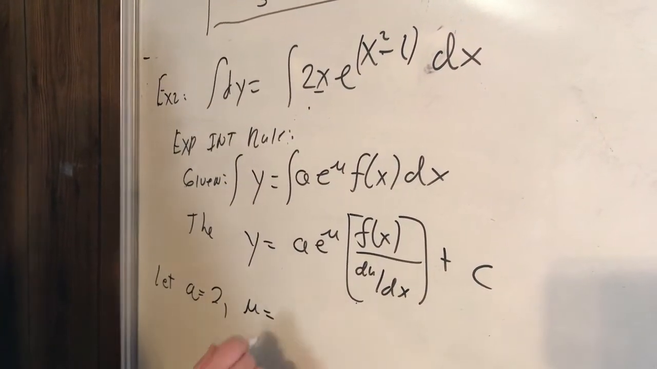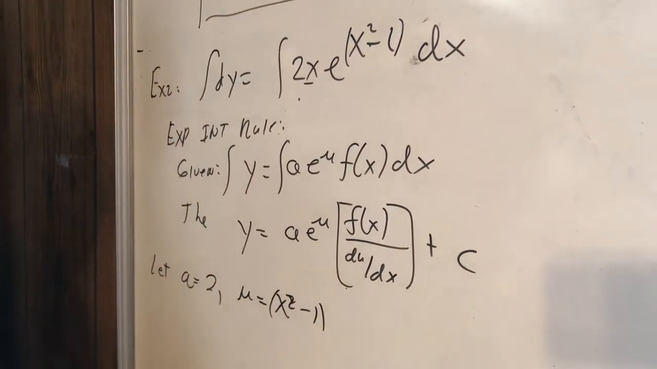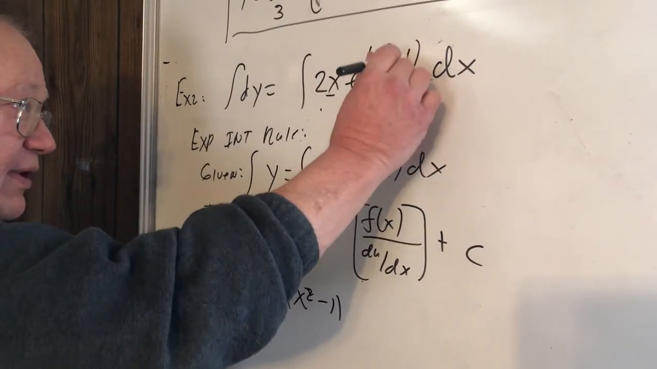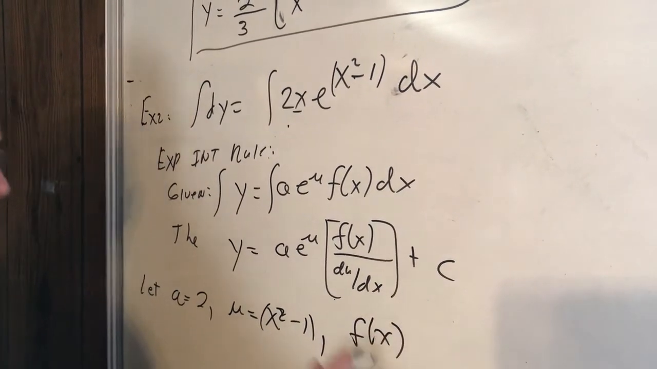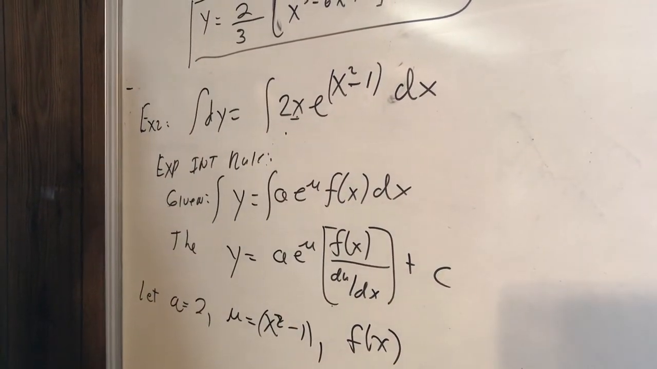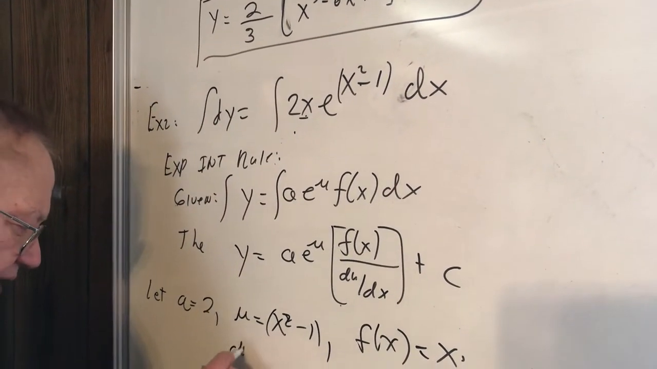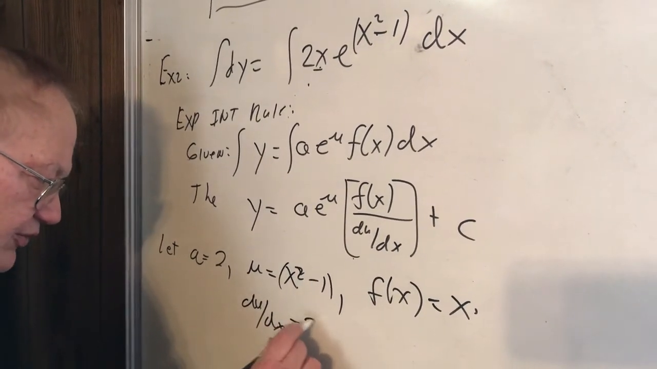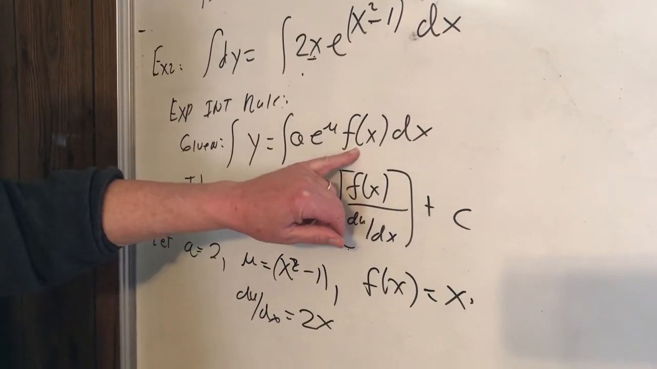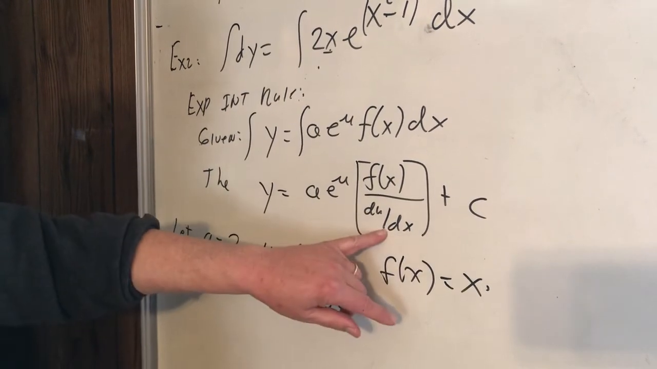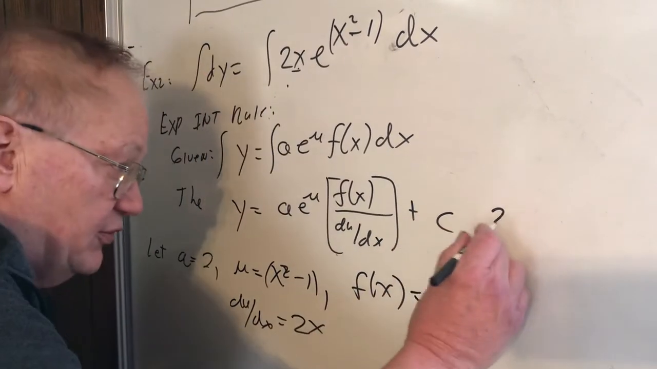Okay, so u is going to be equal to x squared minus 1. So that's raised to a binomial power. That's a 1, it looks like a 2 right now. Okay, and f of x is going to equal x. Okay, that's the attachment. And I want to find du/dx, which is 2x. So now I have a, I have u, I have f of x, and I have du/dx. A, u, f of x, du/dx. So now I'll call this 2.